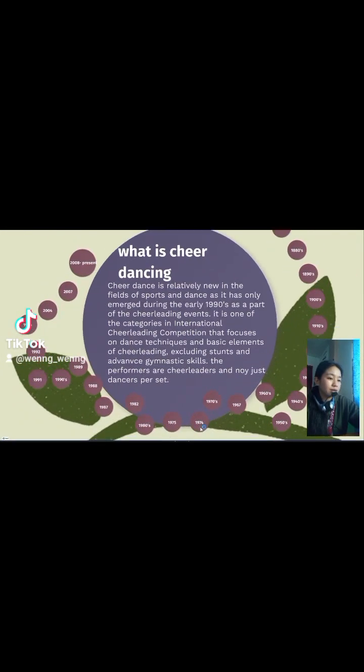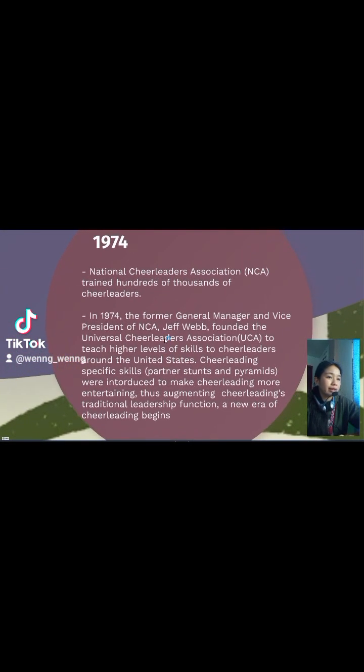Let's go to 1974. During this year, we have two organizations. We have the NCA, or the National Cheerleaders Association. This is the new era of cheerleading, with specific skills: they introduced partner stunts and pyramids. What we watch in live performances or videos, they form a human pyramid and partner stunts. For example, some people stand on the shoulders of their partners to form pyramids.